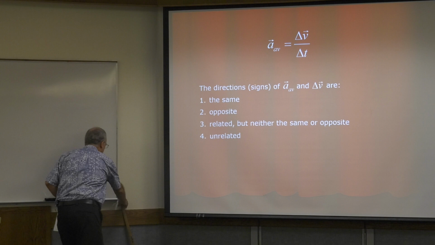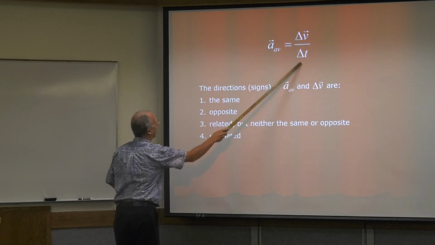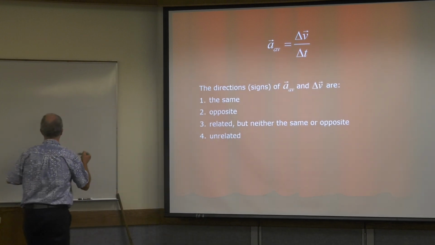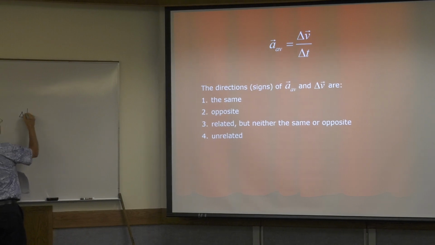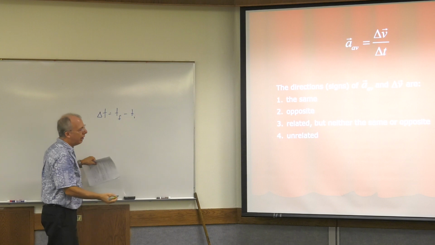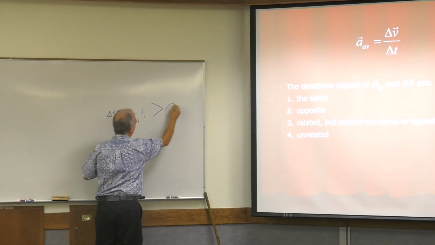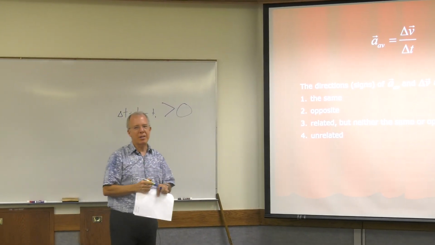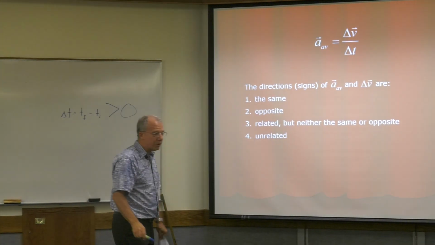So delta t, here's delta t. Now delta t is t final minus t initial. Well, you know, that's always going to be positive, right? We don't go back in time, sorry. So delta t will always be positive. So that's a huge hint.